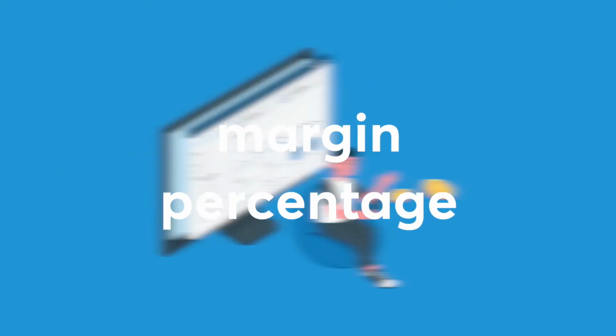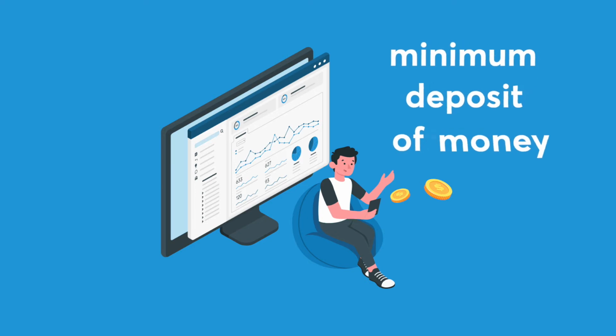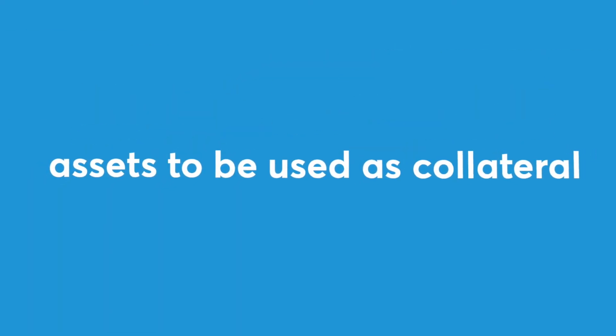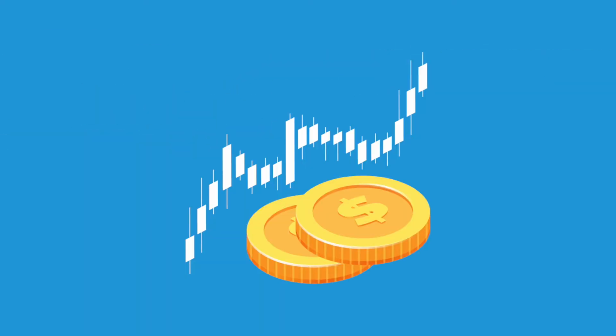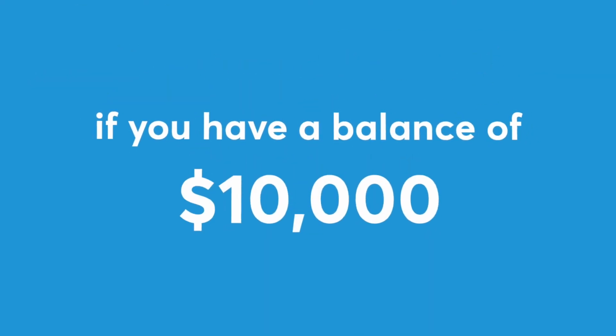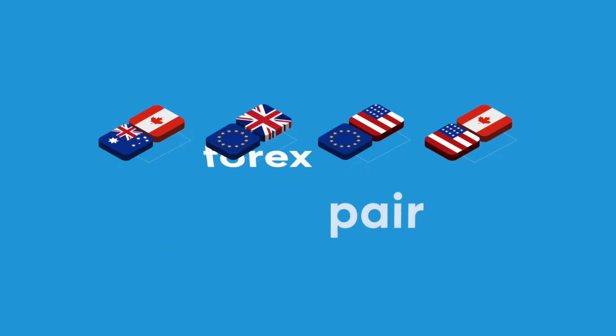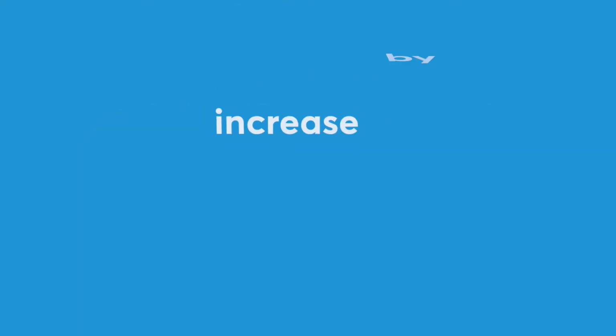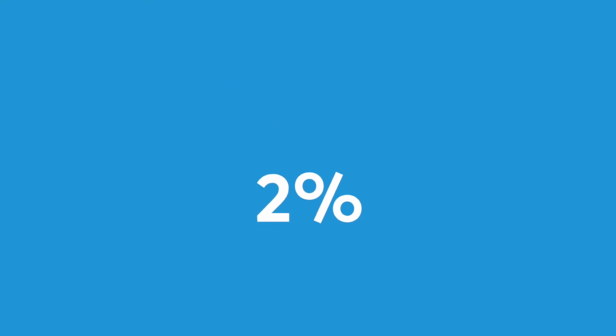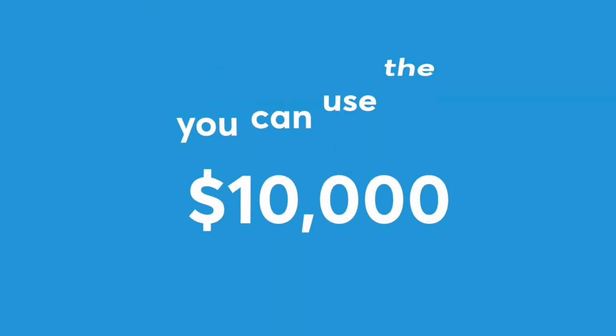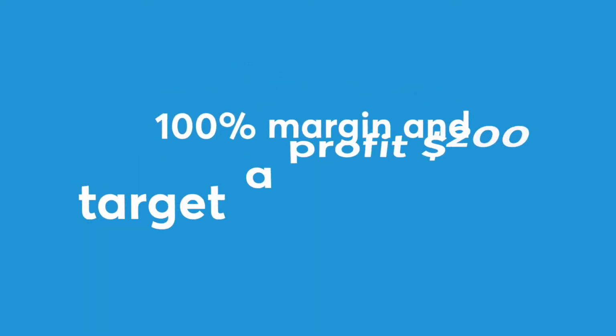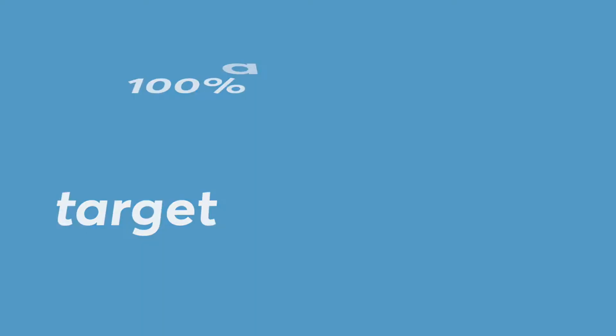To operate a margin account in forex trading, for example, you need to have a specific knowledge of what the margin percentage will be. Forex brokers may require a minimum deposit of money or assets to be used as collateral when placing a trade from a margin account. For example, if you have a balance of $10,000 and want to use it all to buy a forex pair that you were expecting to increase by 2% on the normal account, you can use the $10,000 as a 100% margin and target a profit of $200.